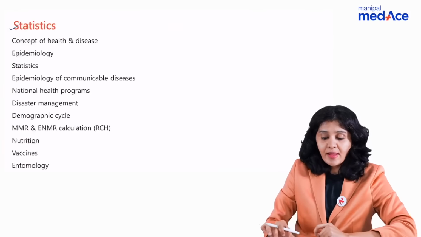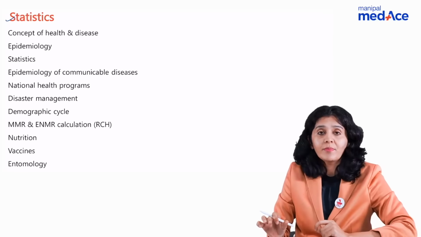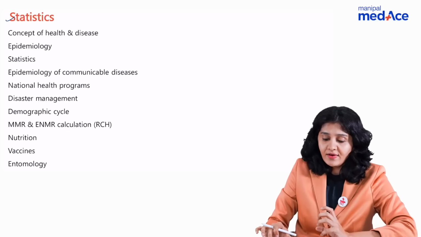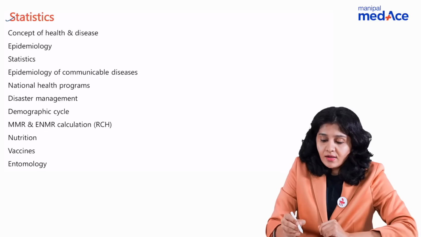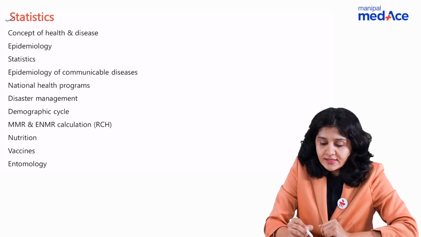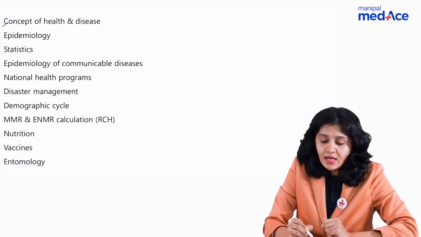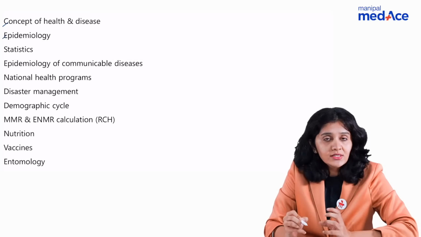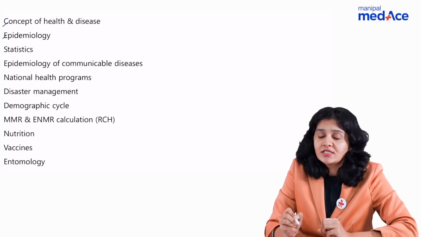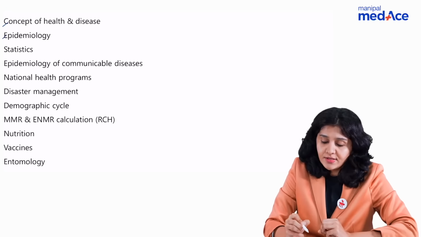So this year the exam happened in 2 shifts and there were questions from various topics, right? I have listed the topics here. There were questions from concept of health and disease, HDI and PQLI was asked, epidemiology, case control study, the steps, and also infectious disease epidemiology, some definitions were asked.